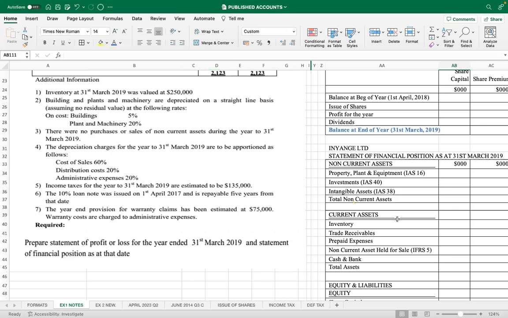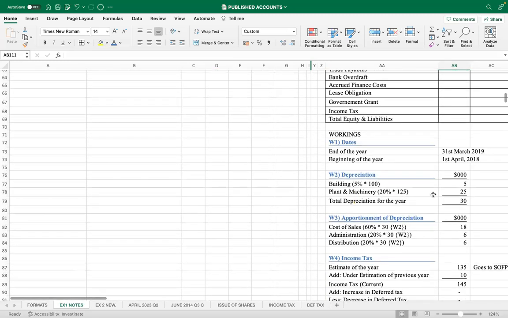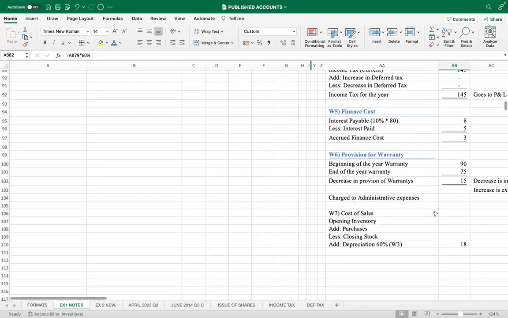Yes, 60% of 30. Thank you. I've already seen that. 60% of 30 is already accounted for. It's this 18. 60% of 30 is this 18. So I've already accounted for that.